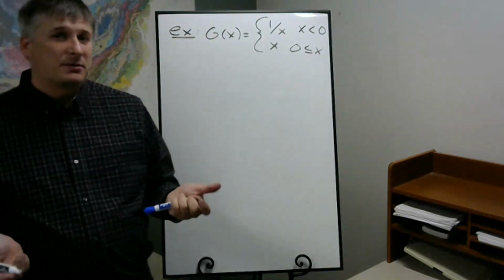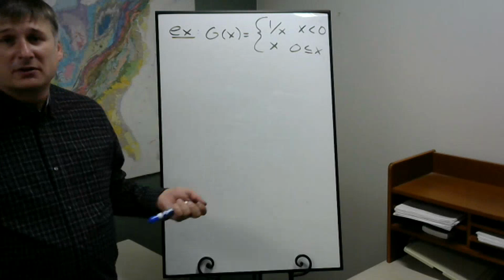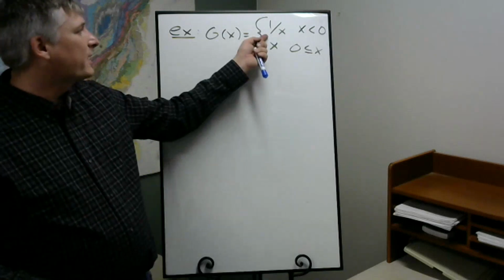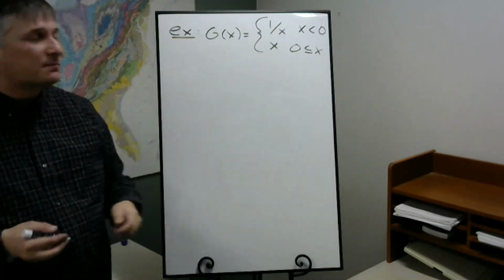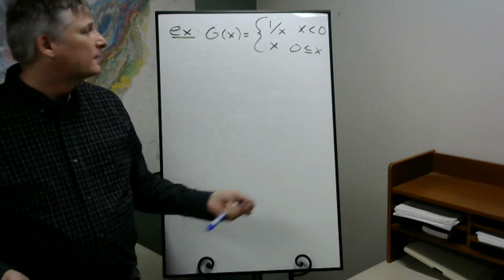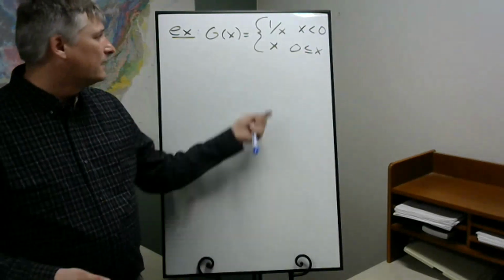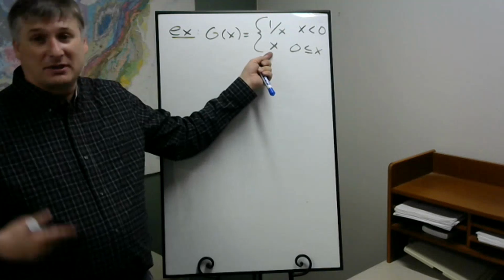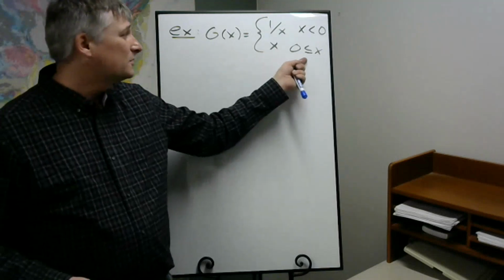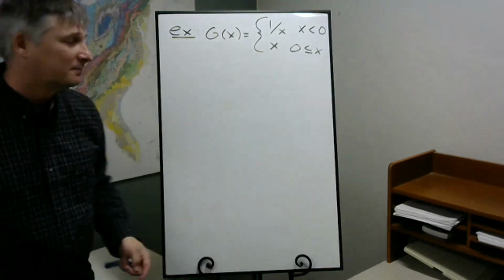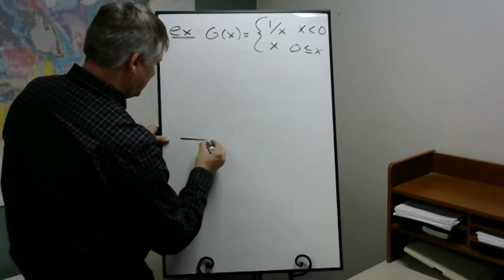So let's say this is our piecewise function. This function has two phases. There's a 1 over x phase, and then there's an x phase. Where do these phases occur? Well, the 1 over x is when x is less than 0. And then the relationship that's just x, or the identity function, this is for x greater than or equal to 0. So let's put in our graph.